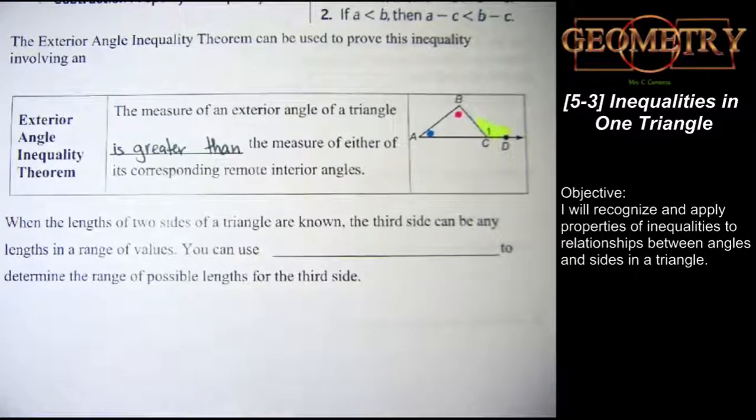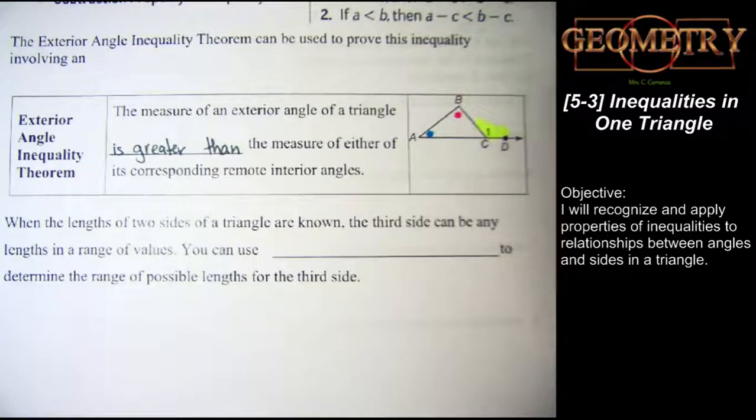Now, I don't know how those two remote interiors work with each other. Like, I don't know that. They could be congruent. One could be smaller than the other. Could be the other way around. I don't know. But I know that whatever those measures are, they cannot be bigger than this one. This one has to be the biggest.